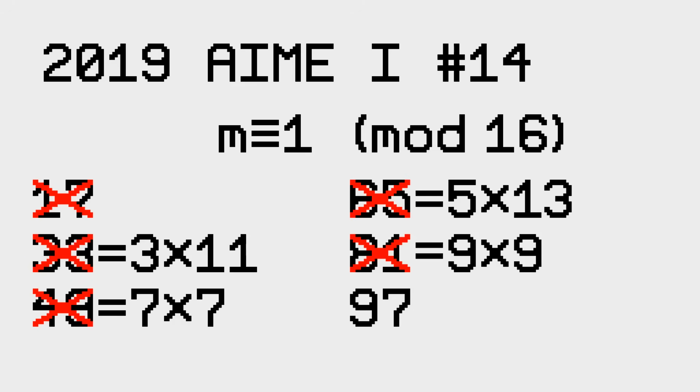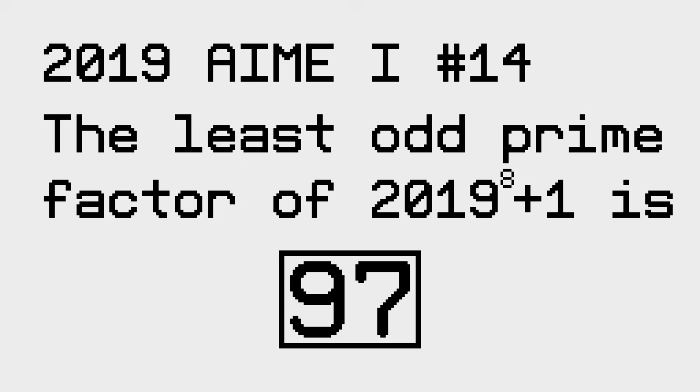We can check this by hand or with a computer, and luckily for us, 97 is the prime that we want. We finally got what we wanted. The least odd prime factor of 2019 to the power of 8 plus 1 is 97.